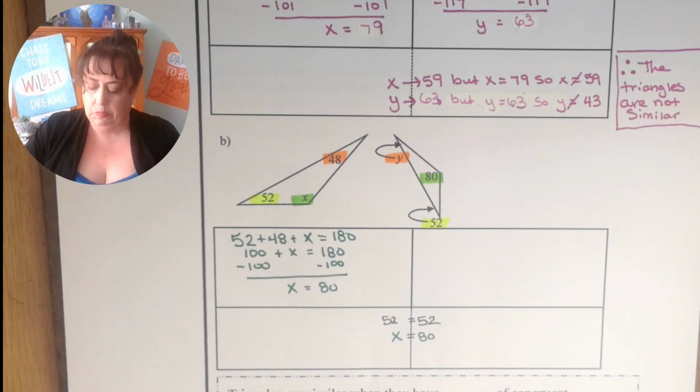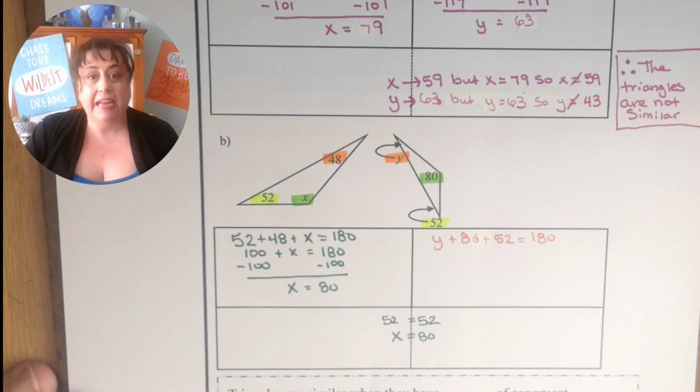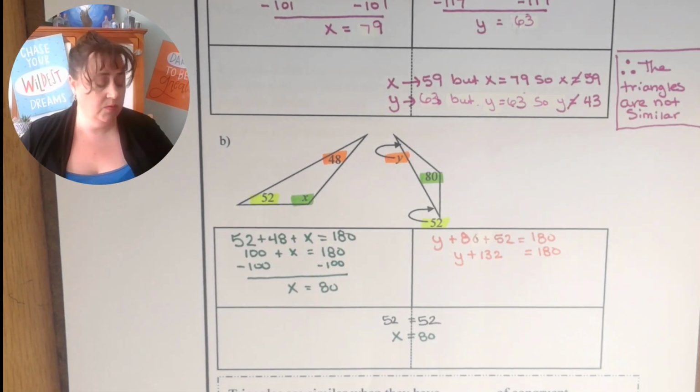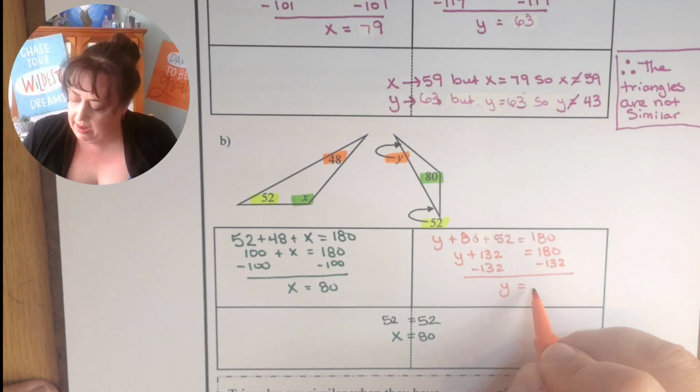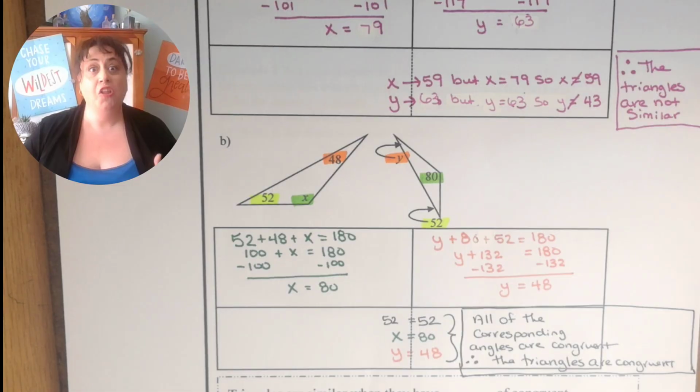That's good news. So now let's go do the last one. Make sure it works too. Y plus 80 plus 52 equals 180. So Y plus 132 equals 180. So Y equals 48. I think that's what we were trying to get to. So all the corresponding angles are congruent, therefore the triangles are congruent.